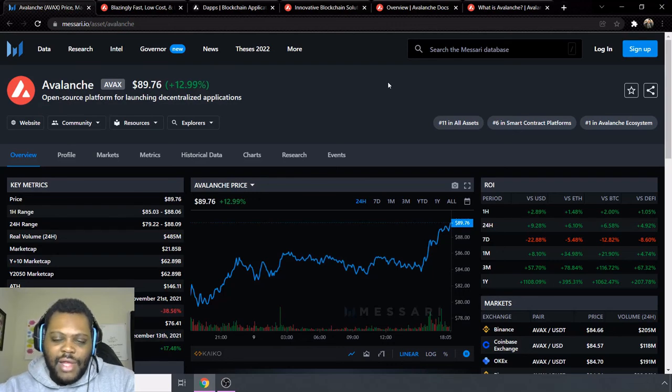I think Avalanche did a really great job with Tops. Tops was a very successful project, which really showed the versatility of Avalanche. And I think if more companies start to partner with Avalanche, you're going to continue to see them rise. So I think $200 is definitely a great price target for Avalanche in the future.